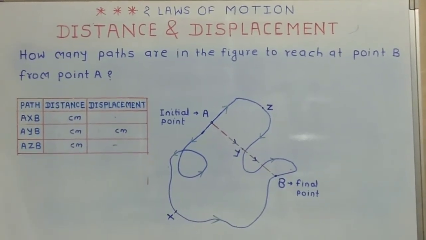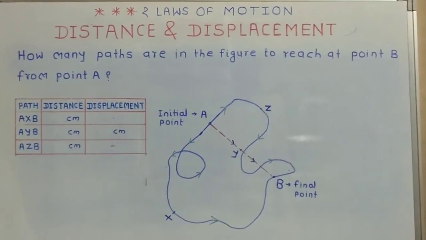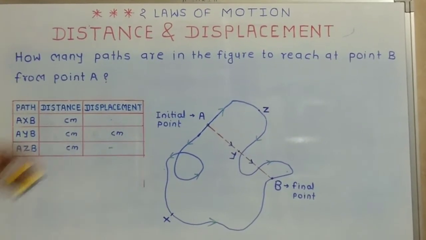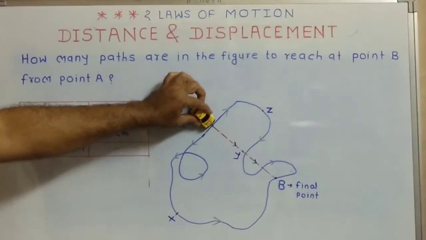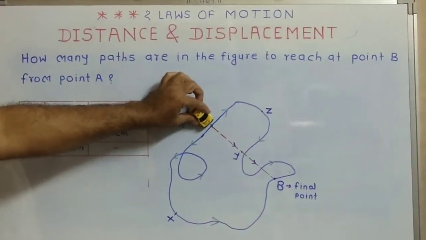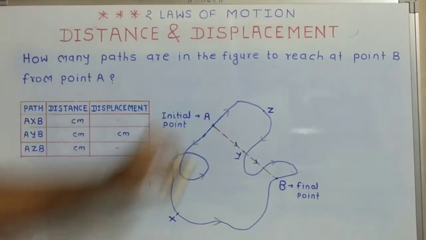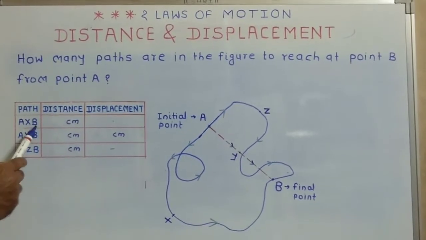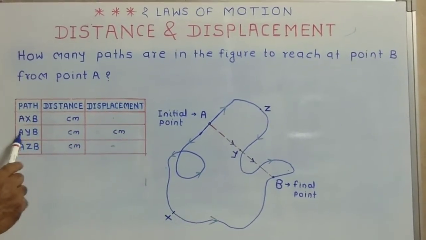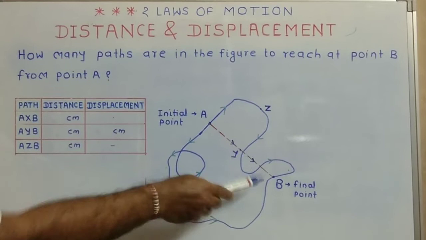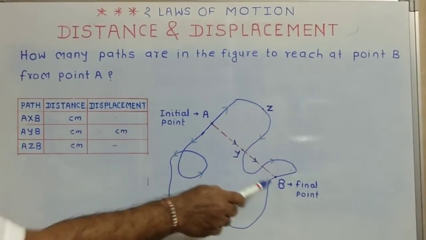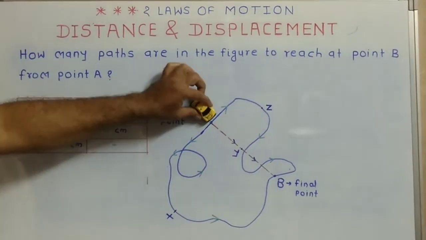Now, suppose I have a certain object. I am taking the object as a car. This car has to reach up to point B. There are three ways of reaching point B. Which are those three paths? First path is AXB. Second path is AYB. Third path is AZB.